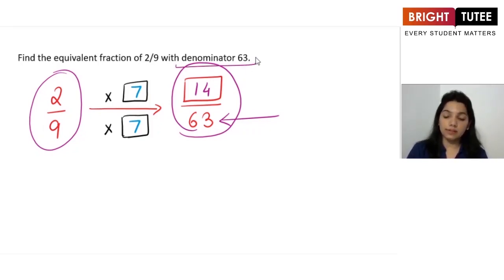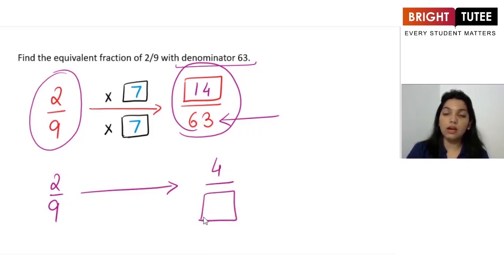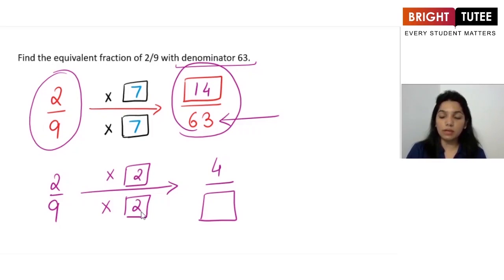Say if I say, what is the equivalent fraction to 2 over 9 such that you get 4 as the numerator? Then are we getting bigger or smaller? We are getting bigger. So we need to multiply. With what number do you think we should multiply 2 in order to get 4? It is 2. So we do the same with the denominator and 9 times 2 is 18. Okay, so this is how you need to work with the questions with the certain conditions given to you.